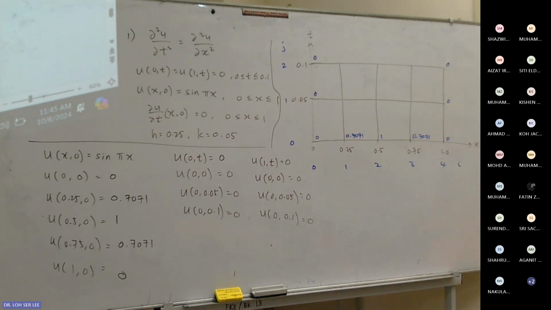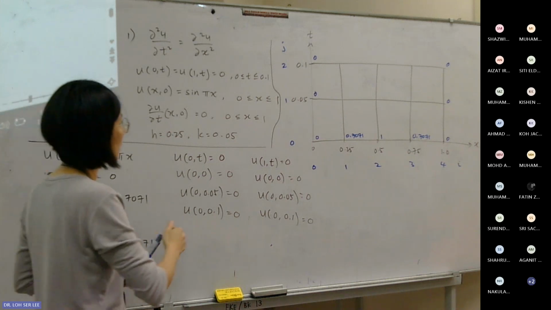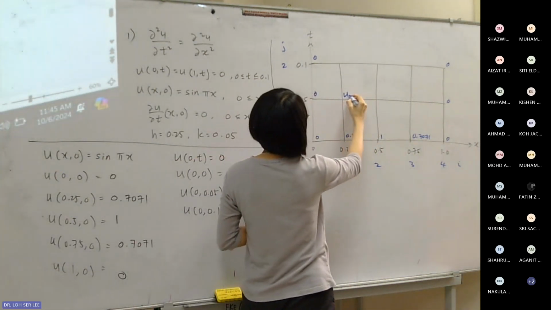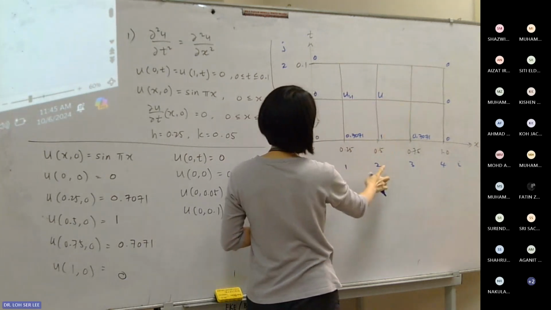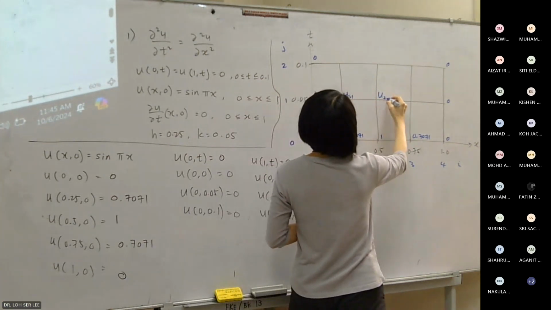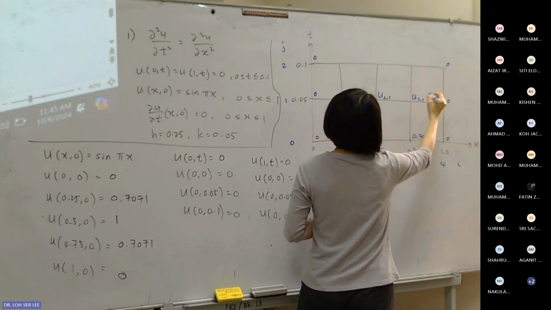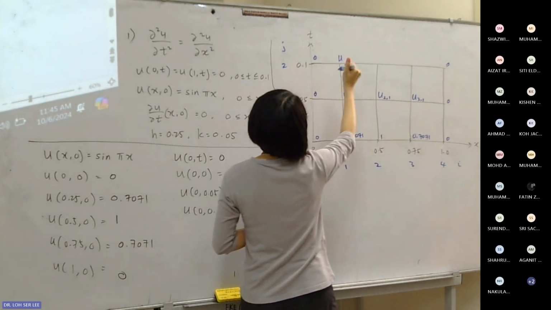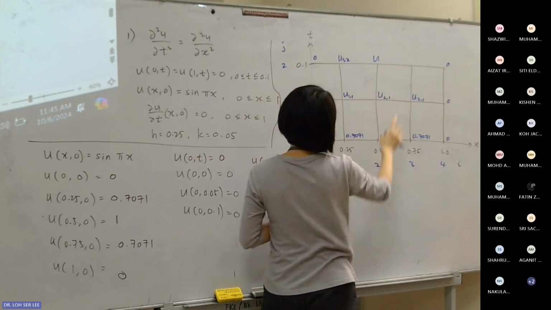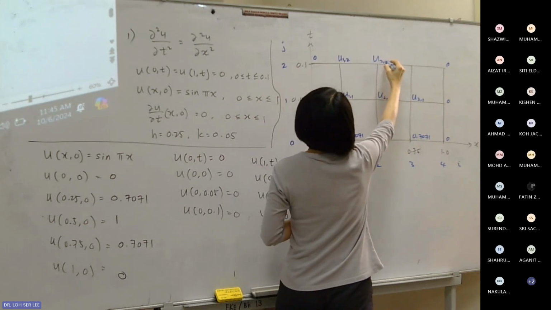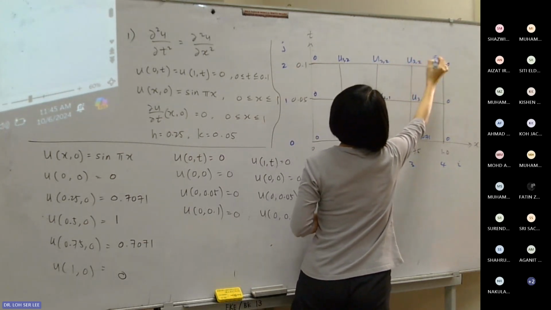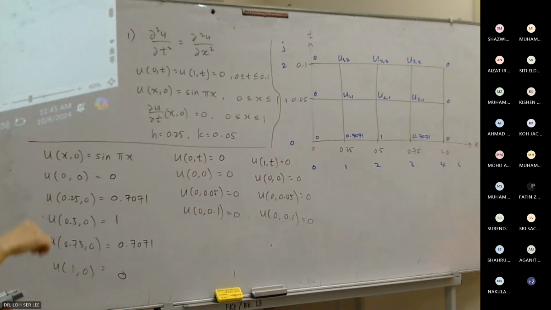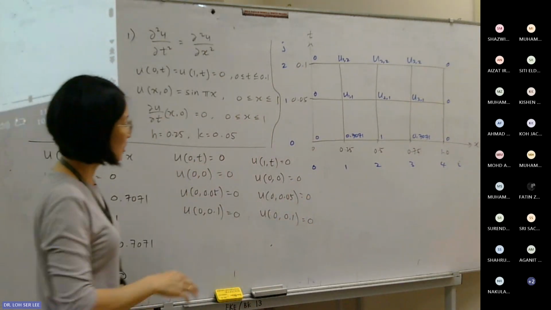Okay. Then label the internal points. The internal points. This is 1, 1. This is 2, 1. 3, 1. Okay. This is 1, 2. This is 2, 2. Then 3, 2.